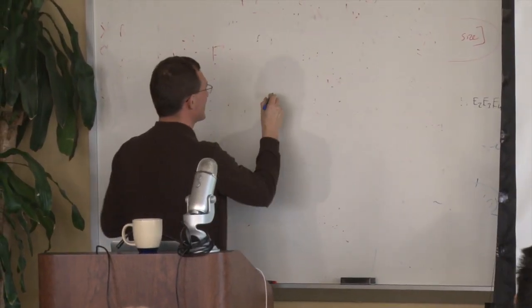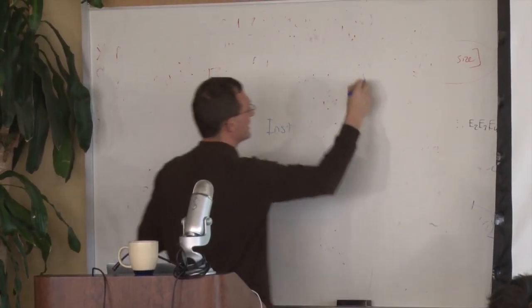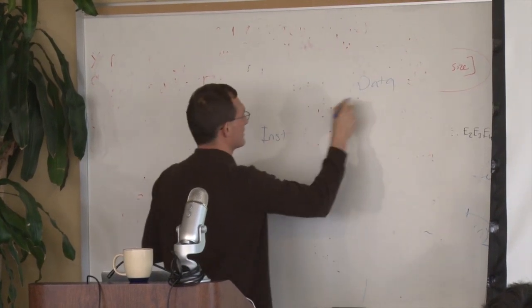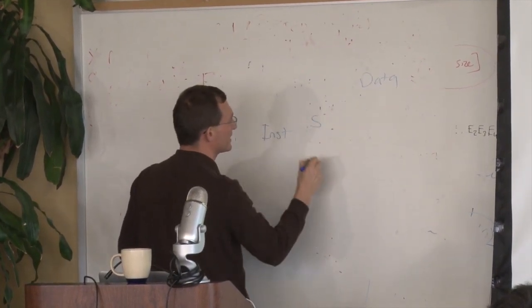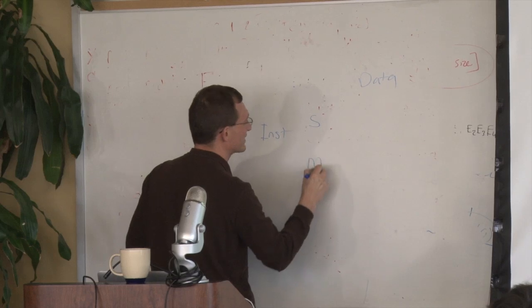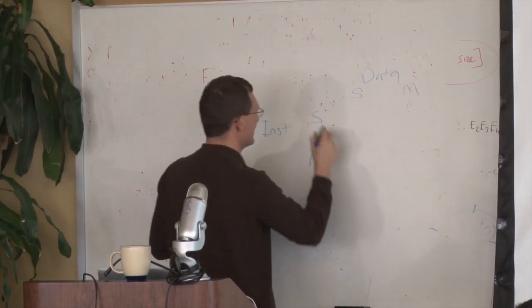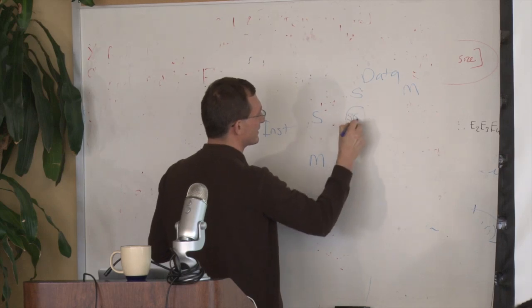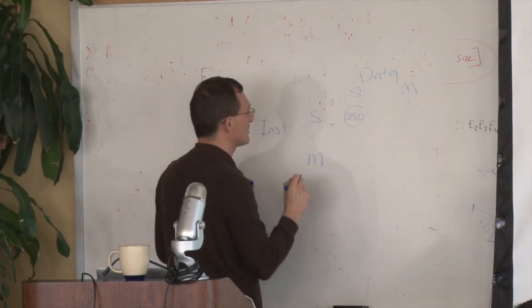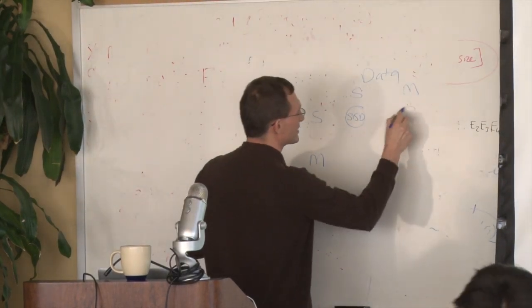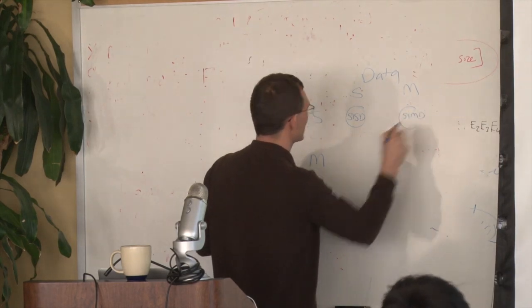You can have basically the instruction dimension and the data dimension. An instruction can be single instruction or multiple instructions. The data dimension can be single data or multiple data. This is SIMD over here. This is basically the sequential execution model that we've seen. SIMD is over here, which we've just talked about.